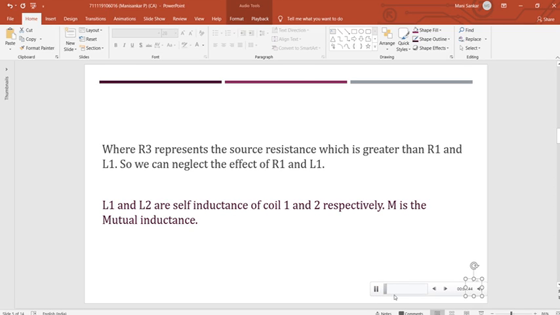In the above diagram, we saw R3 represents the source resistance, which is greater than R1 and L1. So we can neglect the effect of R1 and L1. L1 and L2 are the self-inductances of coil 1 and 2 respectively. Here M is defined as the mutual inductance.